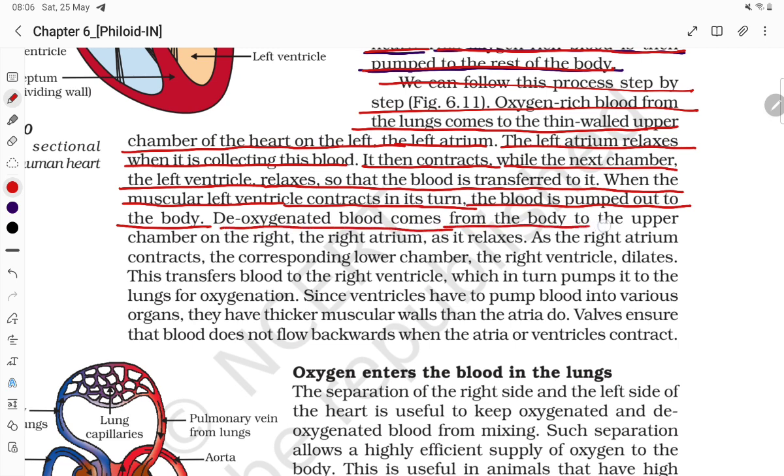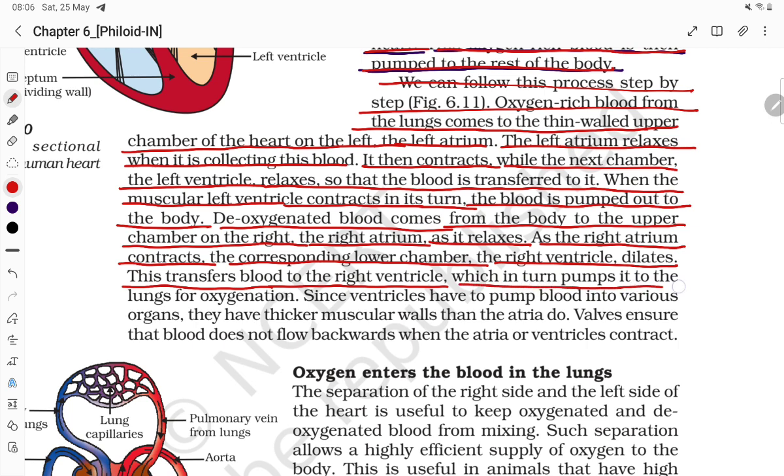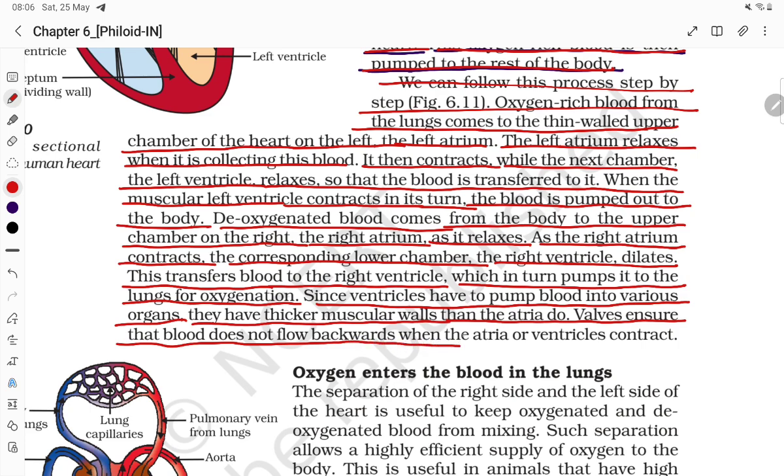Deoxygenated blood comes from the body to the upper chamber, the right atrium. As the right atrium contracts, the corresponding lower chamber, the right ventricle, dilates. This transfers blood to the right ventricle, which in turn pumps it to the lungs for oxygenation. Since ventricles have to pump blood into various organs, they have thicker muscular walls than the atria do. Valves ensure that blood does not flow backward when the atria and ventricles contract.